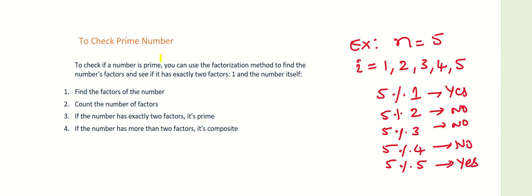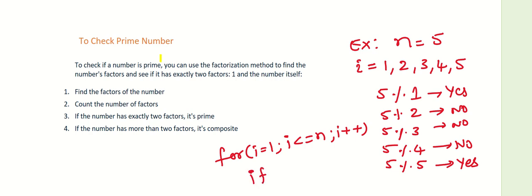For this we can write a for loop to iterate from 1 to that number. So we can write like this: for i equal to 1, i less than or equal to n, i plus plus. This for loop will iterate from 1 to 5. Now we can write the condition: if n % i, where i is a number from 1 to 5, is equal to 0.